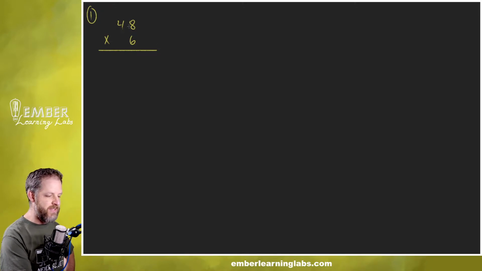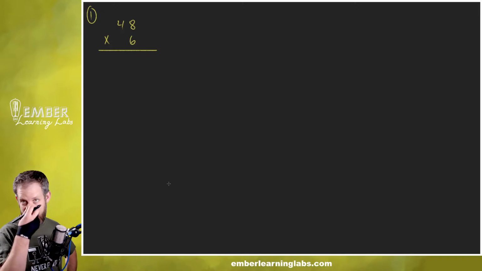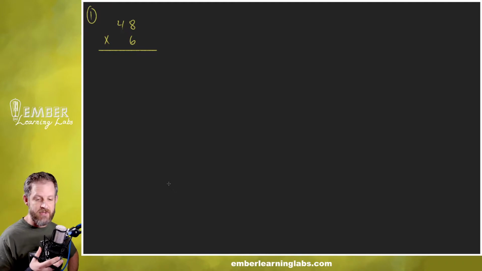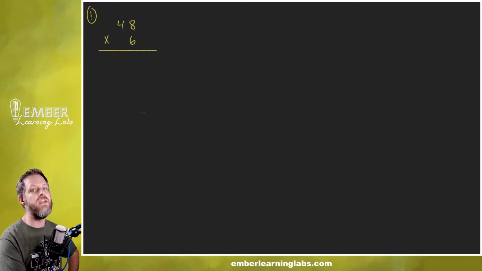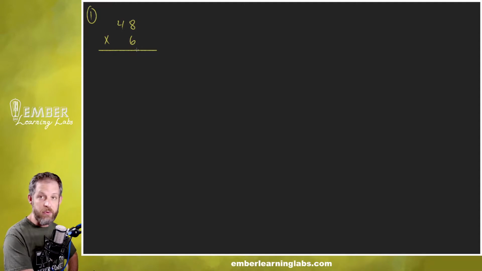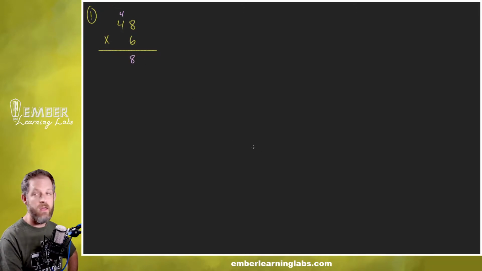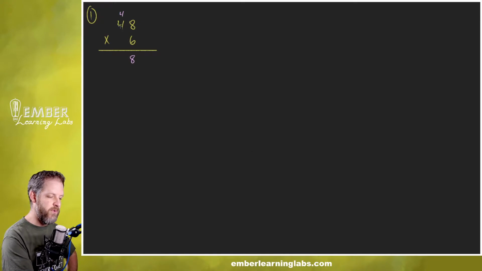So we're going to start with 6 times 8. What is 6 times 8, boys and girls, ladies and gentlemen? Well, 6 times 8 is 48, right? So where do we put the 4? Well, we put it up above this one. And then we put the 8 down here, right? Easy peasy. 6 times 4 is 24.